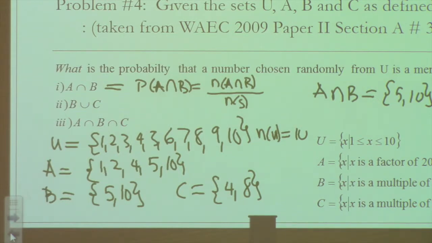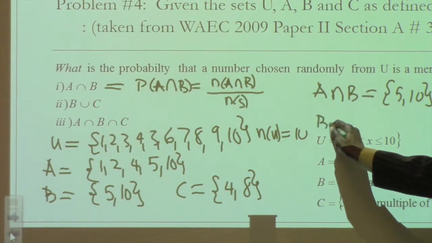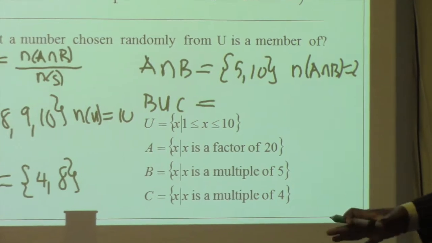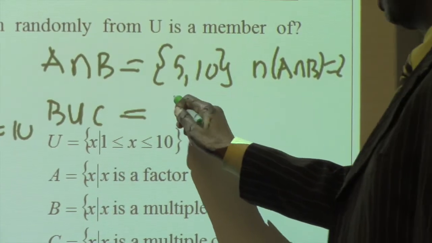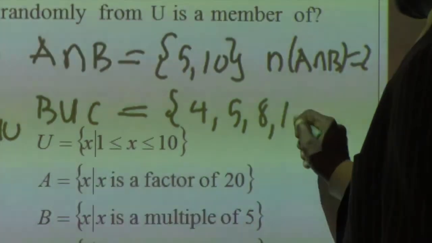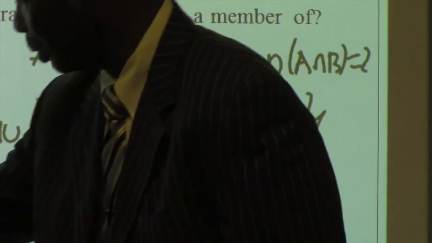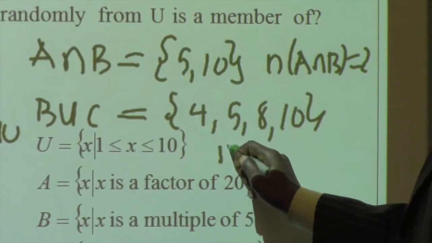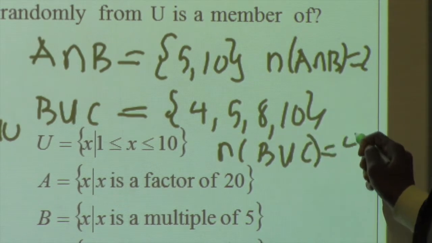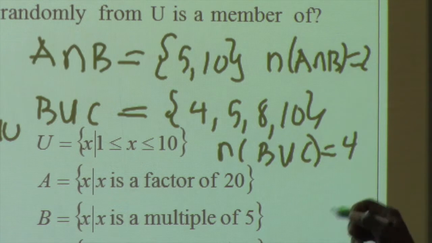Next one we're going to talk about will be B union C. Let's find B union C. What are those elements that are in B or C? Those are just going to be 4, 5, 8, and 10. They are either in B or C. So the number of elements in B union C is actually 4, correct?